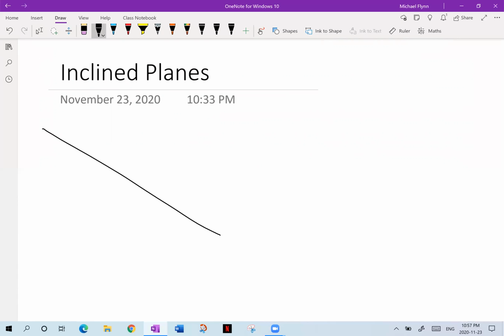So let's say we have an object like this, and there's a box or something like that resting on an inclined plane, okay? And there's an angle here at the base we call theta. Now that angle of inclination is important because the steeper that angle is, the closer to 90 degrees it gets, the more and more acceleration you'll get due to gravity if this object slides down the incline, okay?